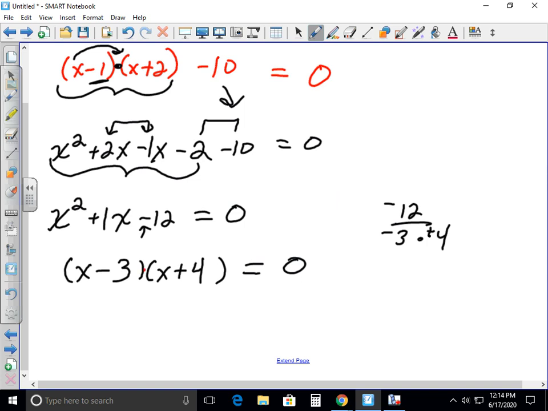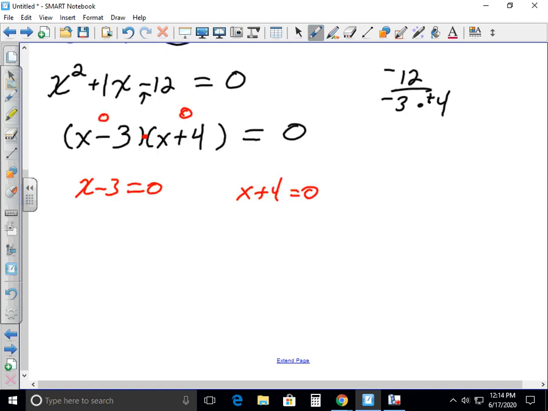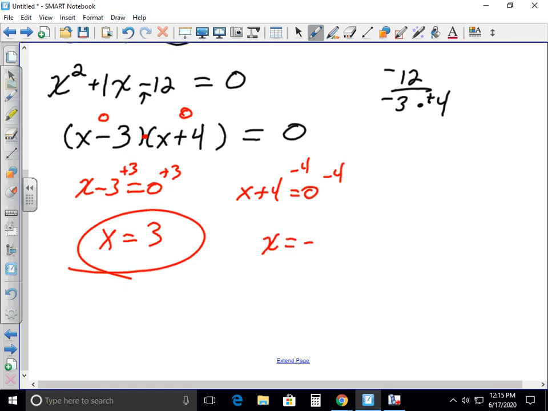So we have a product on one side, a 0 on the other. So now we can use our 0 product rule. How do we make x minus 3 0? And how do we make x plus 4 0? So the first one, add 3 to both sides, and we get that x can be 3. The other one, take away 4 from both sides, and we get that x can be negative 4.